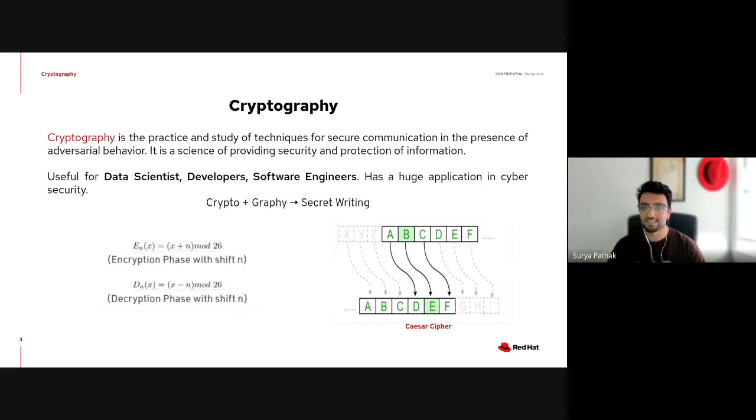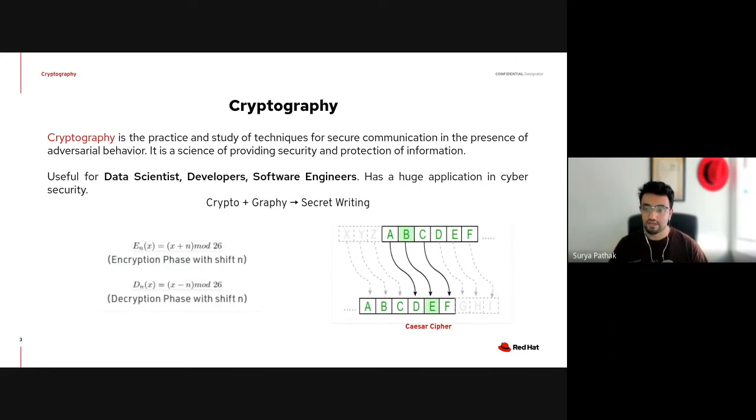So cryptography. As Wikipedia says, cryptography is basically the practice and the study of techniques for secure communication in the presence of adversarial behavior. It is a science of providing security and protection of information. It is highly useful for data scientists to manage and obfuscate their data. It is also used for developers, and highly used by software engineers in order to maintain security in the computational system. It also has huge applications in cybersecurity as well.